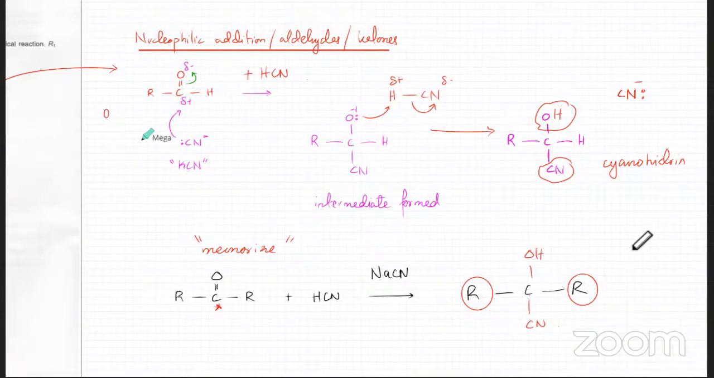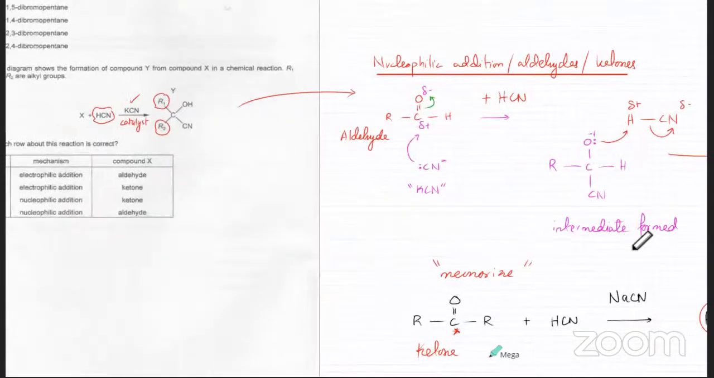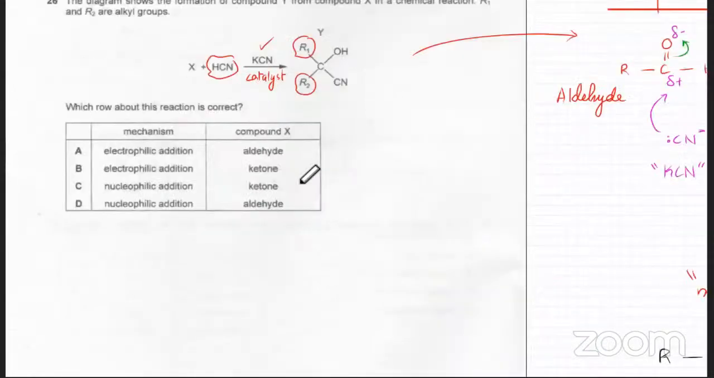So obviously for an aldehyde you get one carbon chain because on the other side there's an H, and for a ketone you get carbon chains on both sides. So the answer to this is that compound X must be a ketone, right? And the mechanism is nucleophilic addition. So this one is going to be option C. Is this clear?